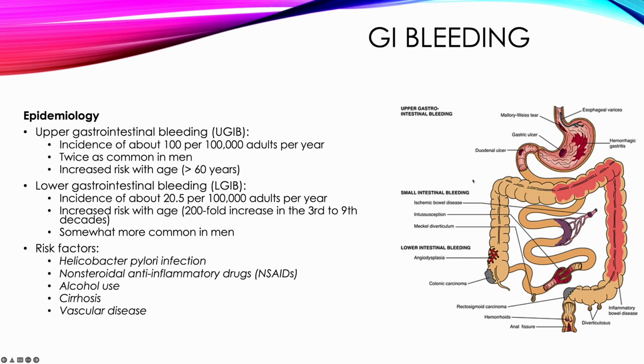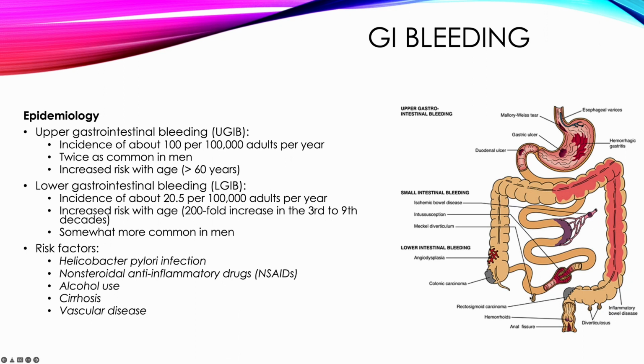So I really, really like this image. I did a Google image search. We're lucky that we have Google. It shows in one shot most of the things that we think of when we're talking about GI bleeding. So for upper GI, we have Mallory-Weiss tears, esophageal varices, some gastritis, gastric ulcers, duodenal ulcers, and then moving into more of the lower GI, which would be these. We have ischemic bowel disease. We have intussusception in kids.